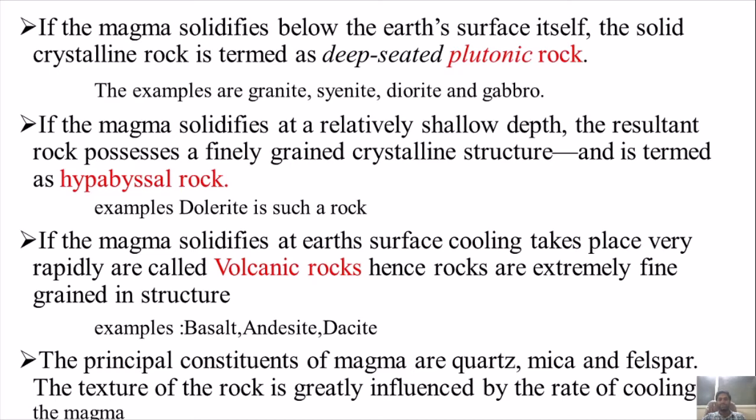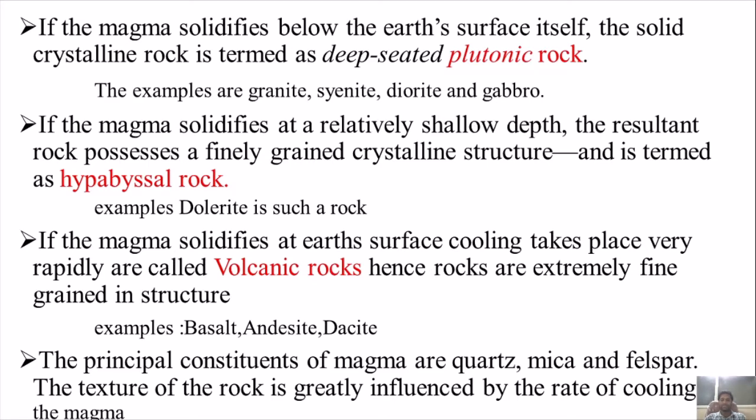The principal constituents or ingredients of the magma are quartz, mica, feldspar, etc. The texture of the rock is greatly influenced by the rate of cooling. Rate of cooling is nothing but the time it takes to cool. So if the magma cools in a second, then the rock forms as a very fine grained rock. If it cools slowly, then the rock will be a little more crystalline in nature. So that is how crystallization is very important. The rate of cooling is very important in rocks.